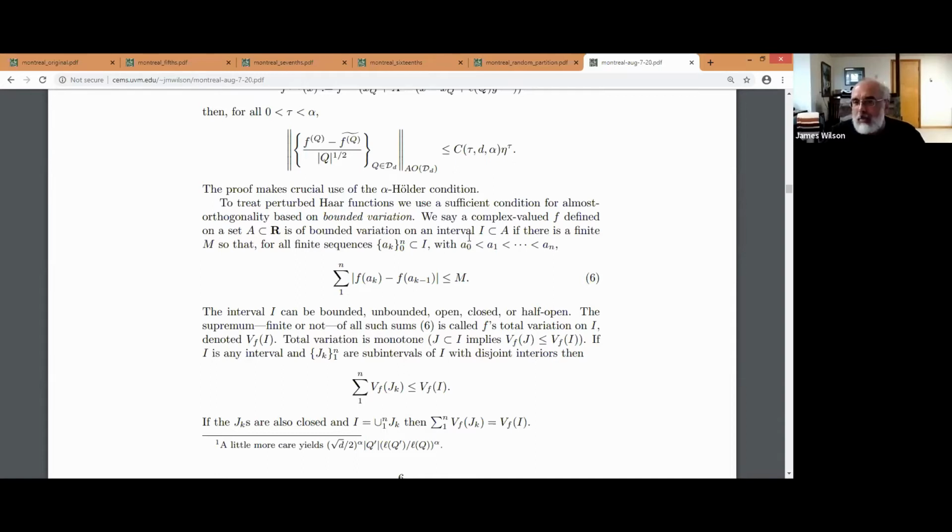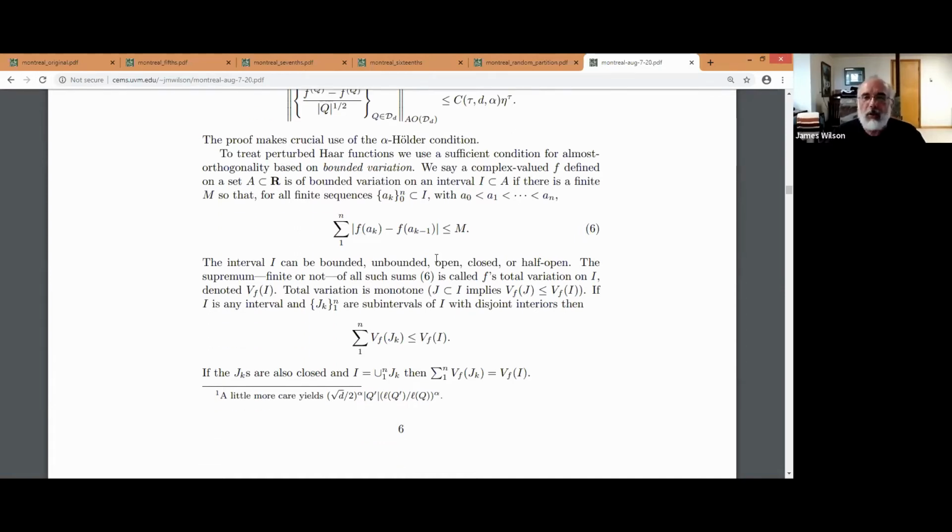Gali and Dimitri saw a talk about this almost exactly 6 years ago. Say a complex valued function f is of bounded variation if there's a finite M so that for all finite ordered sequences in I, the sum of the absolute values of the differences is bounded by M. Then you can define total variation as the supremum of this, in the usual way.